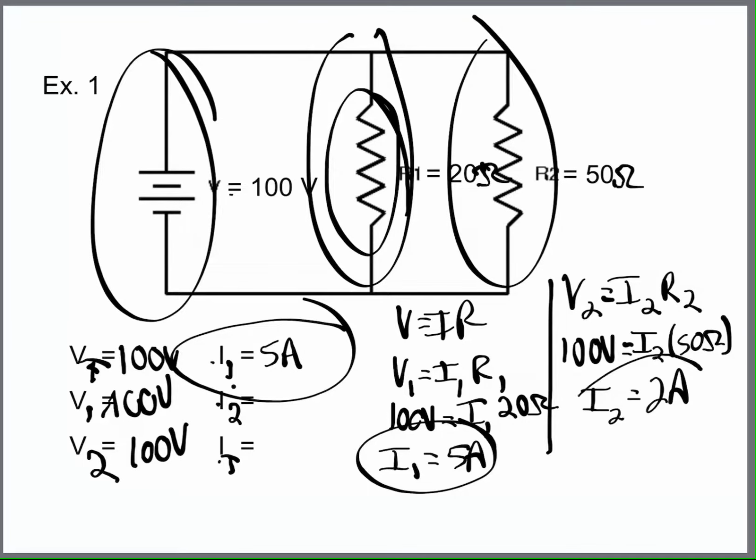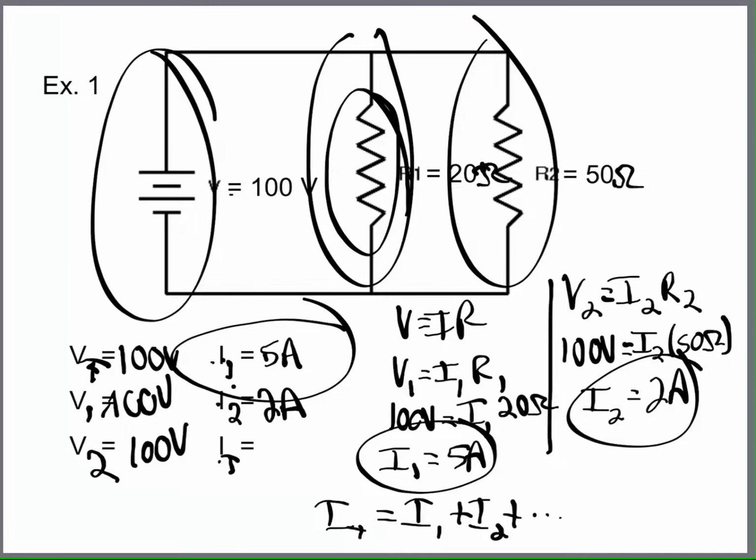Okay, so once I know I1 and I2, I total, remember the rule for I total, is it's the sum of the currents through each of the legs. So in this case, there's only 2 of them, so it's going to be 5 plus 2, which is going to be 7 amps. Okay, now, you note that I did not ask you for R total here, so let's talk about that now.